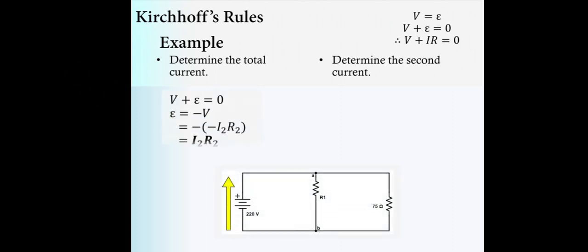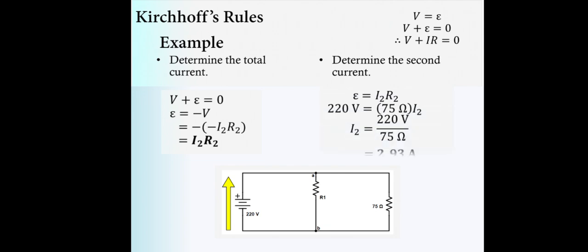Now, to determine the total current, we know this is our formula, right? We have V plus IR is equal to 0. So to determine the total current is simply V plus E is equal to 0, and E is equal to negative V. Okay? And V can also be solved using negative I2R2. So therefore, our total current here is I2R2.